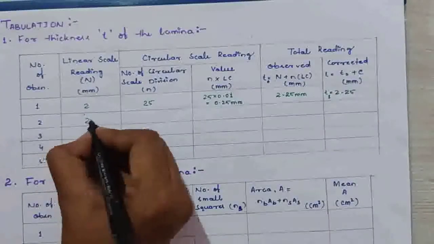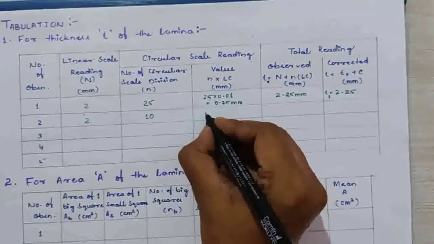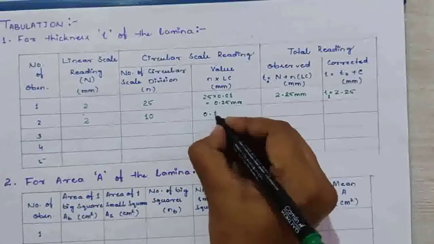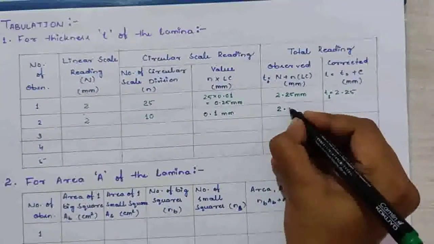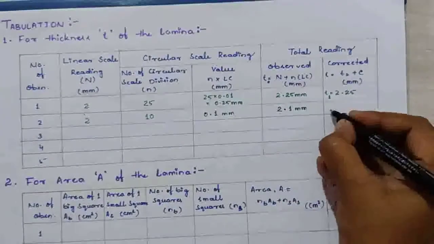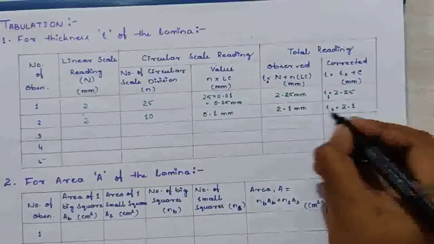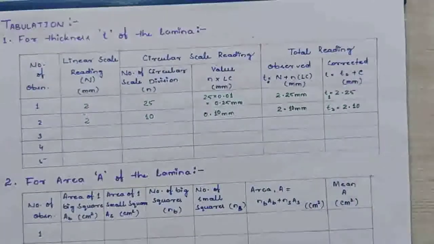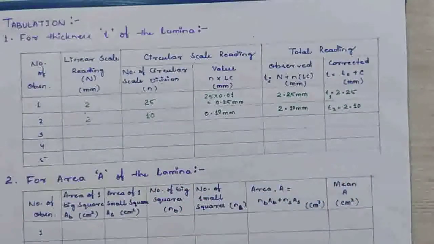This is coming as 2, this is coming as 10. So that will be 10 into 0.01, so that will be 0.1 millimeter. This will be equal to 2.1 millimeter, and T2 will also be equal to 2.1, or we can write it as 2.10. Okay, clear? Similarly, we will follow for the next 3 observations.